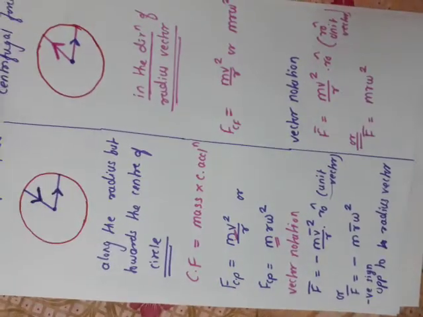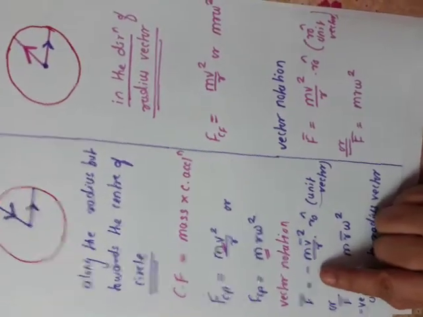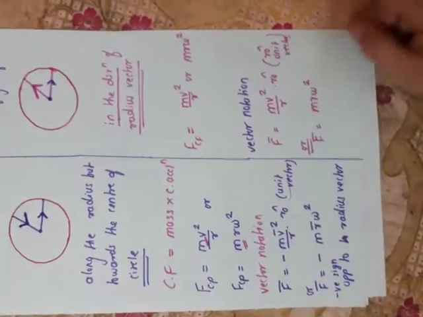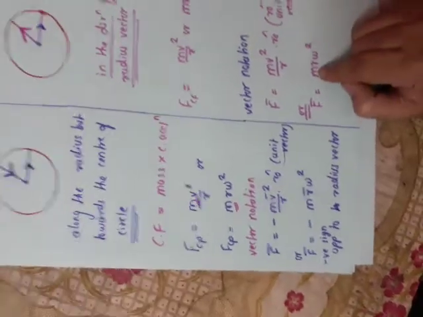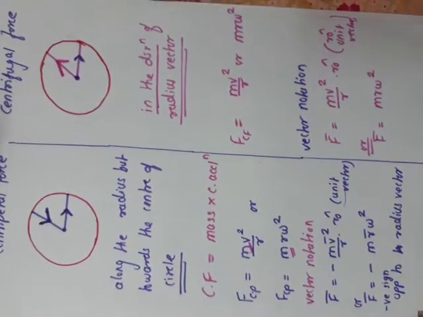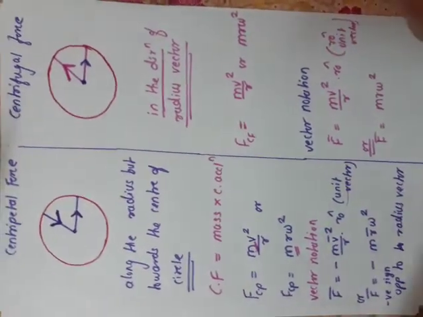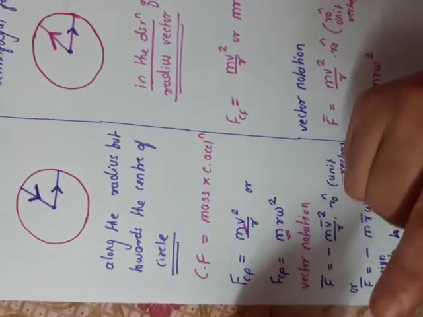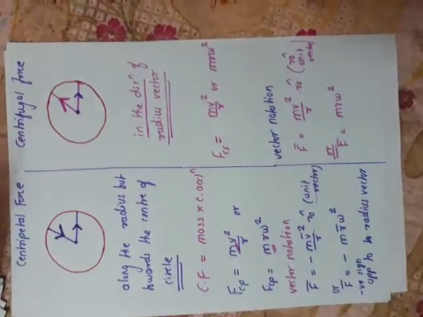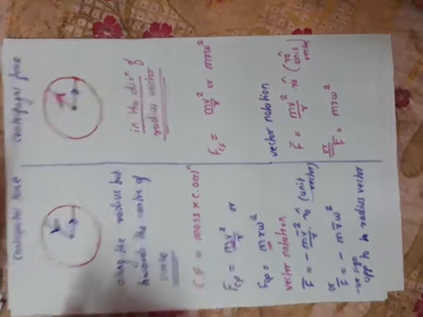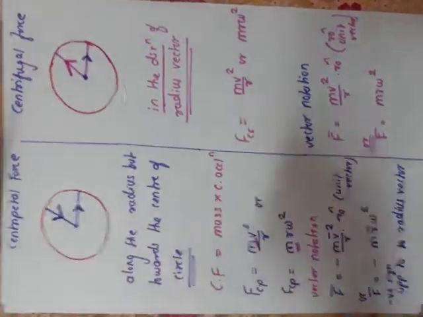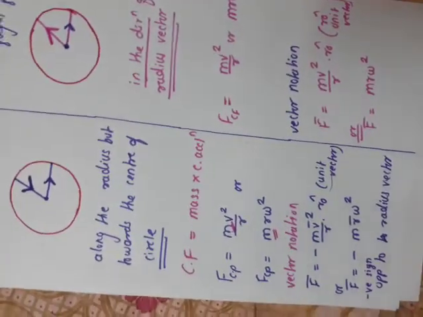The difference is only in the signs. Why is there a negative sign? Because it is opposite to the radius vector. And why is there a positive sign? Because it is in the direction of the radius vector. See here, the most important statement is that without centripetal force and centrifugal force, circular motion is not possible. Why? Because centripetal force is necessary for circular motion, whereas centrifugal force is an effect of circular motion.